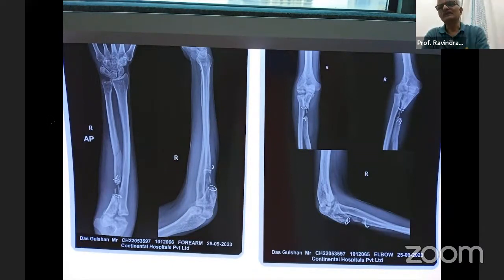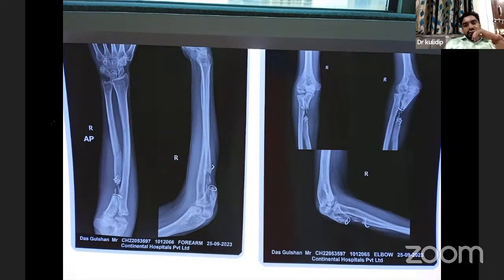Perhaps I may not agree with your circular frames in a compound injury like that. Also, sir, I do not agree with circular frames because in an open injury, there is always periosteal and soft tissue damage. With the encircling, probably we are constricting the vascularity more.